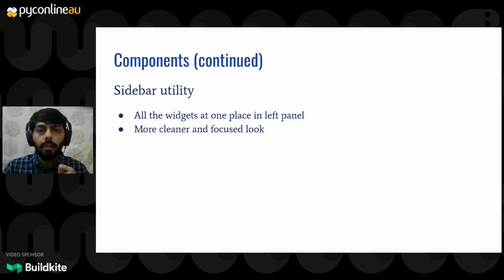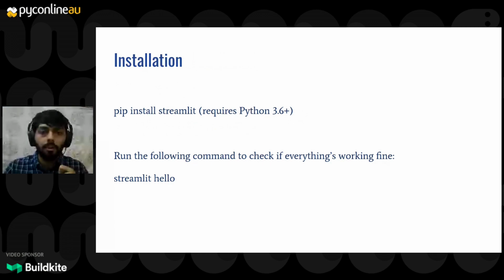Now that we have looked at the main concepts and components of the Streamlit app, let's get to the live demo where we build an app. Before we get to the demo, let's first install the Streamlit module. You can install it by writing a single statement: pip install streamlit. The only requirement is Python 3.6 or higher. After you have installed it, you can run the command streamlit hello to check if everything is working fine. It will open up a web browser where you can play around and see various demos that it provides.